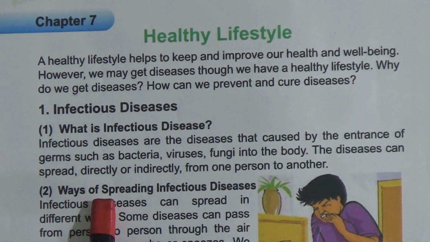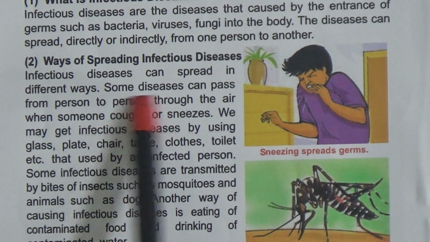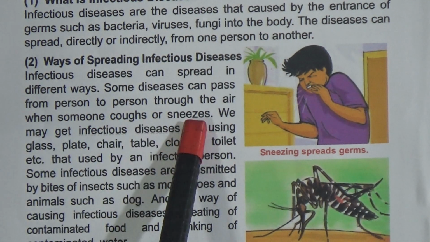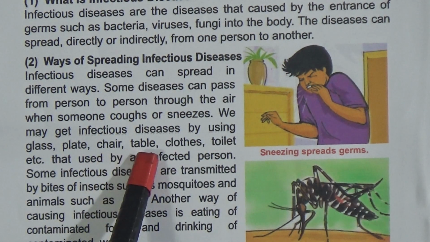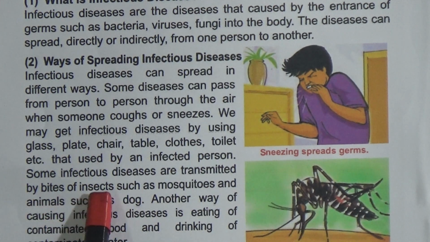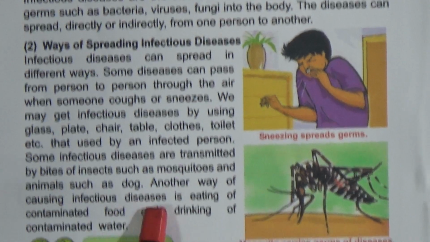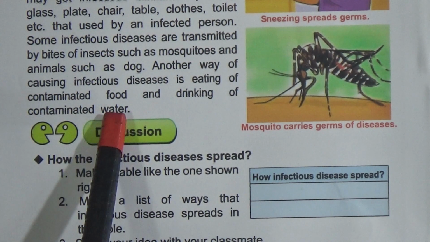What are the ways of spreading infectious diseases? Infectious diseases can spread in different ways. Some diseases can pass from person to person through the air when someone coughs or sneezes. We may get infectious diseases by using glasses, plates, chairs, tables, cloths, toilets, etc. that are used by an infected person. Some infectious diseases are transmitted by bites of insects such as mosquitoes and animals such as dogs. Another way of causing infectious diseases is eating contaminated food and drinking contaminated water.